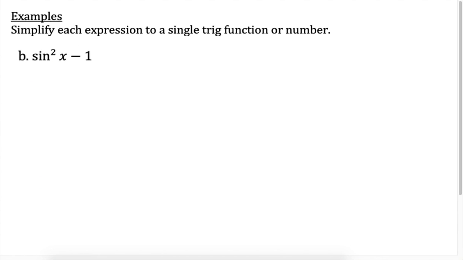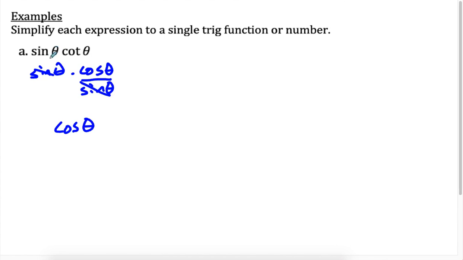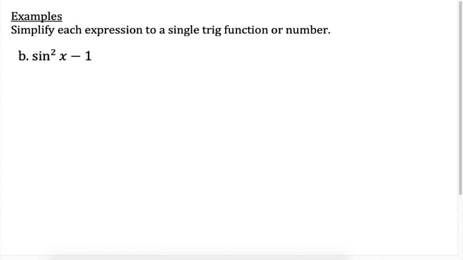In the next example, we have sine squared of x minus 1. Now, I should also mention that you may see different variables inside of the trig function. As long as all of the trig functions in an individual problem have the same variable, then we can do these types of cancellations. If you ever see anything where these have a different variable in the same problem, then none of these properties would apply. So in this second example, we've got sine squared minus 1.